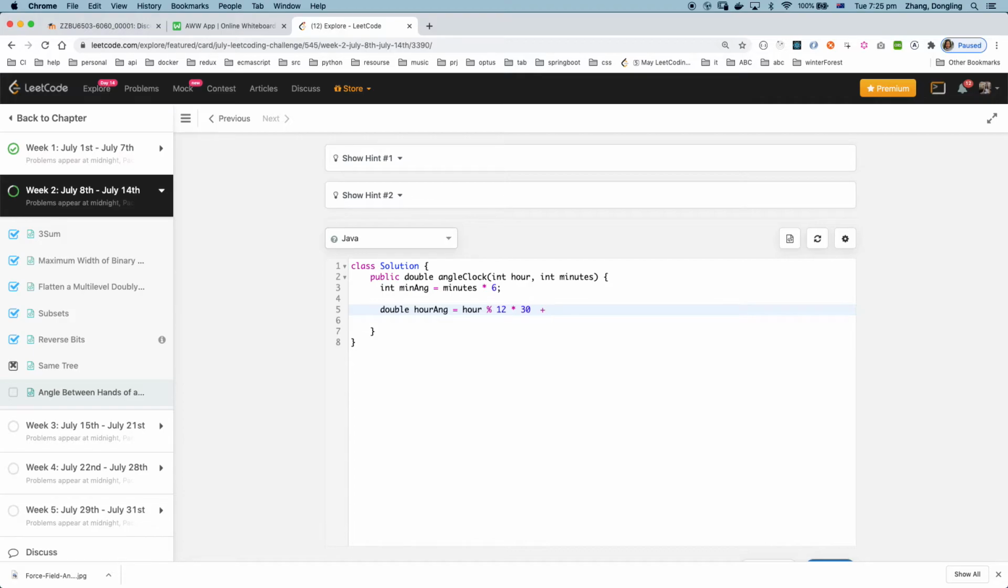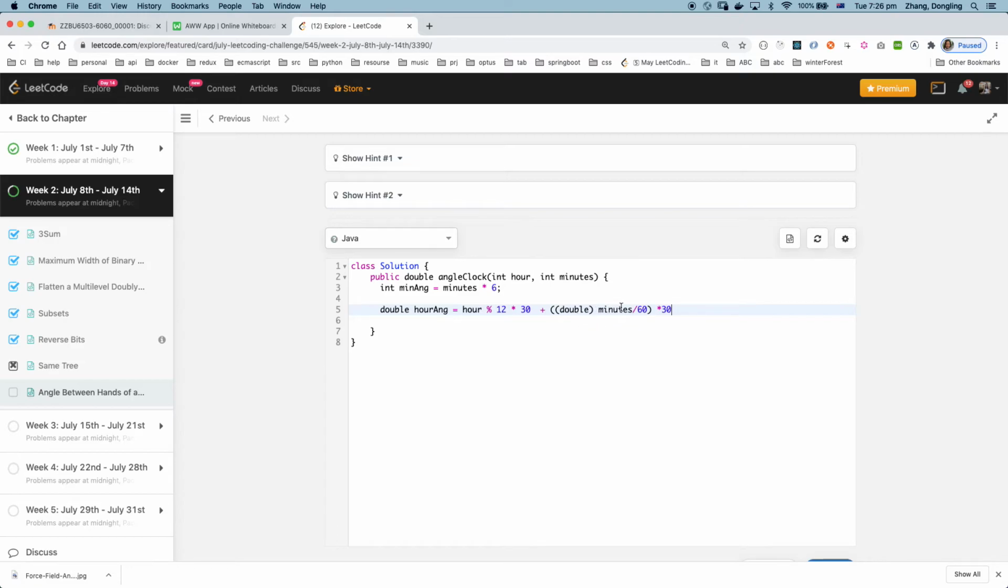Now we have the offset. We see how many hours have passed. The offset uses the minutes to calculate, so it is minutes divided by 60, and you need to change this to a double. Then the hours angle is hours times 30, and add this offset. This offset is the fraction of the hour from the minutes, so you times 30.